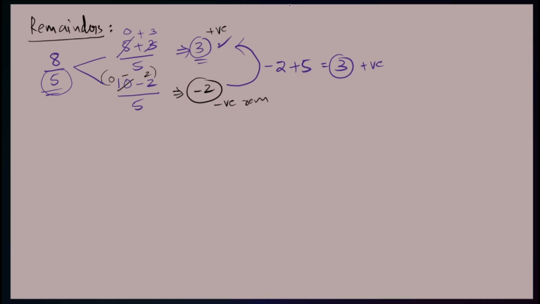To convert your positive remainder to negative, you subtract your divisor. Here you added your divisor; now you subtract it: 3 minus 5, which is minus 2. This is the same negative remainder which we got here.